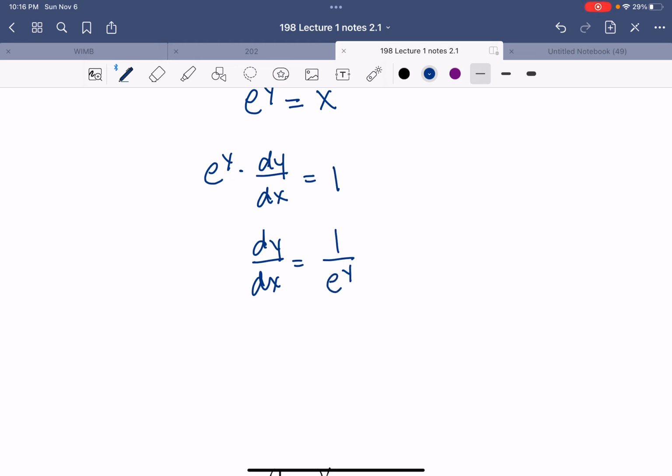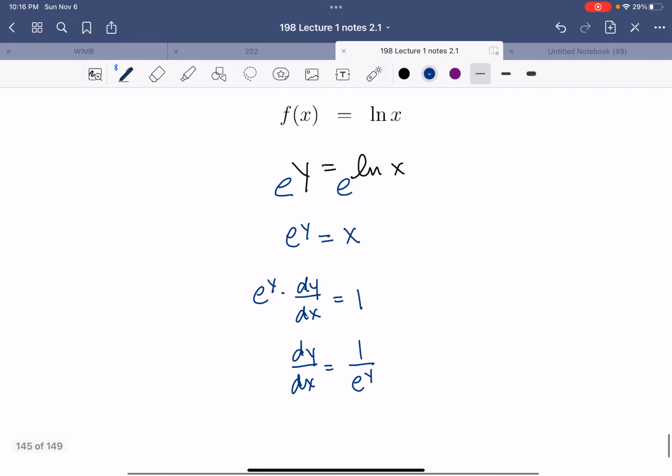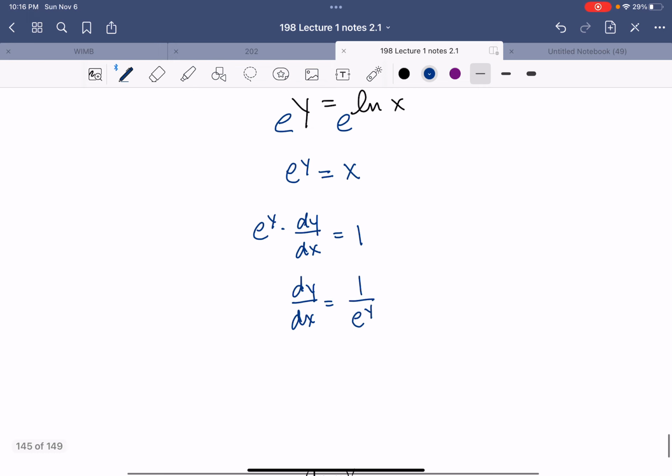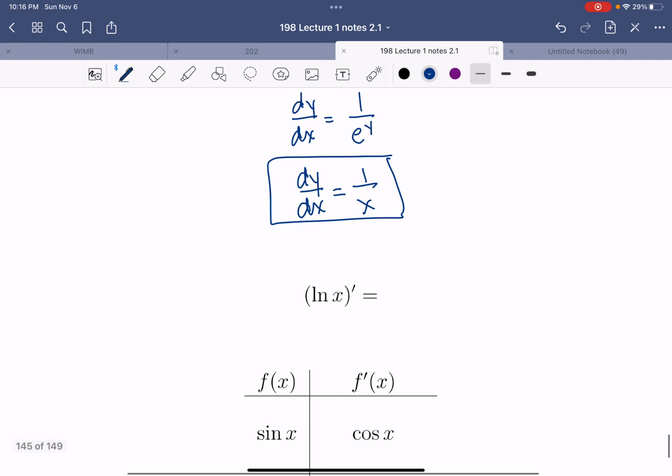And so there's our derivative, except we started out with a function of x, and my derivative is in terms of y. So what I want to do is replace that e to the y, but do I know what e to the y is equal to? The answer is yes, and it tells me right here in what I did. Along the way, I made the statement that e to the y was equal to x. So I can substitute that here and have dy dx equals 1 over x. So the derivative of the natural log is 1 over x.